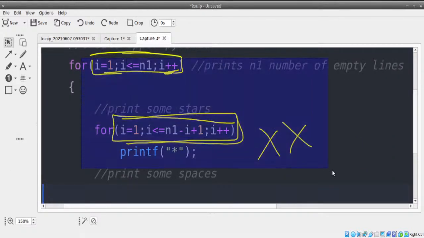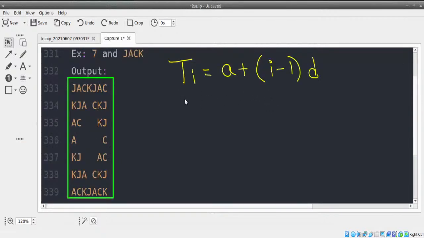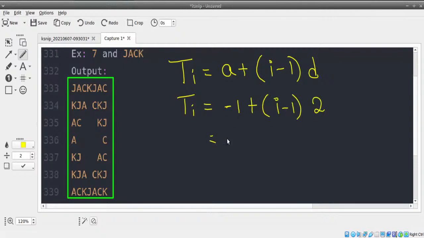So we're going to use that same value over here. I don't think we need this anymore. Let's go ahead here. So the ith term Ti will be calculated as: what's our initial A value? Minus 1, plus I minus 1 times the common difference, which is 2. So let's multiply this. It is minus 1 plus 2 times I, and then 2 times minus 1, that is supposed to be minus 2. So this is what we get.